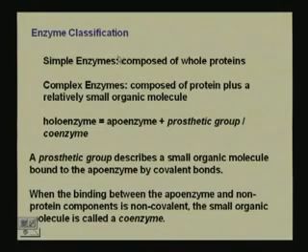So, in this very ordinary classification, we would have two types. One is the simple enzymes that comprise just whole proteins, for example, ribonuclease. Then complex enzymes have a protein part, and along with the protein part, they have a small organic moiety, either attached to it covalently or just associated with it. If it is attached covalently, it is called a prosthetic group. If it is just a non-covalent association, it is called a coenzyme.